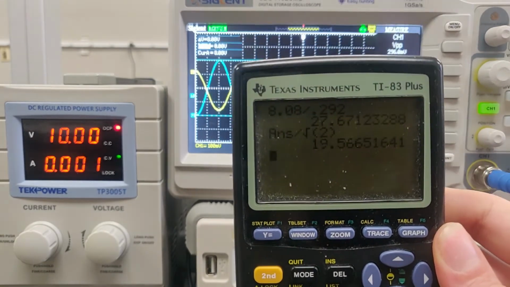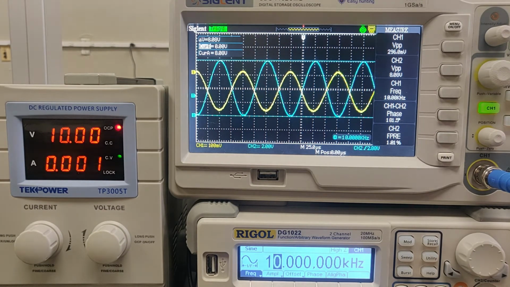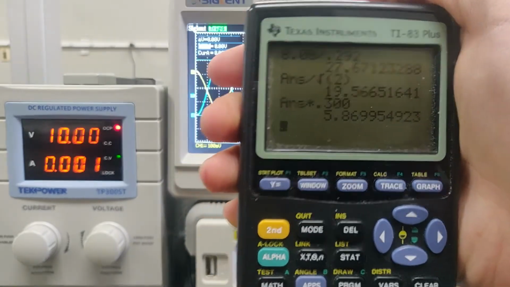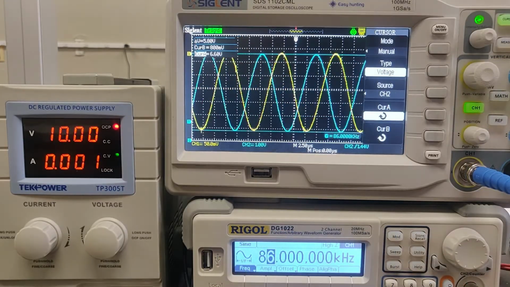Our gain at our cutoff is going to be 19.56, and I'm going to assume that our input signal is going to slightly increase as we get to a higher point, so I'm going to multiply it by 0.3 instead, and so our output is going to be around 5.86. So let me go find it, and we'll be right back. Okay, I think I've found it. So around 86,000 hertz.